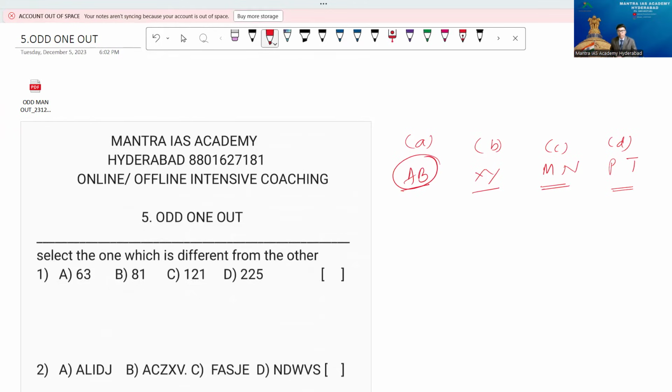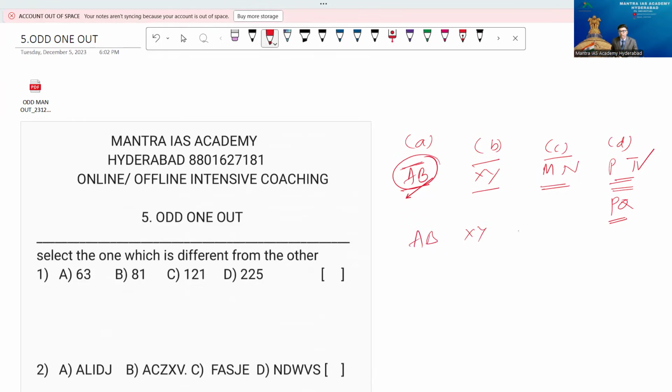In a simple way, I want to tell you that AB, this is what you call a sequence. XY, MN, but PT is the wrong one because after P you can find Q. So this is the different one. And if you go to a little upper level, whenever you don't have any idea, the same question will be given in other answer options, right?